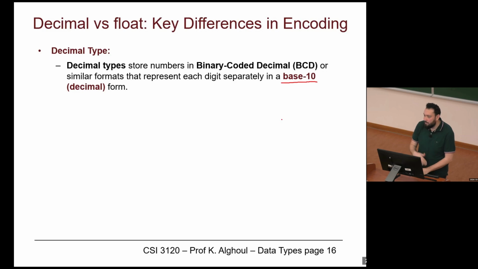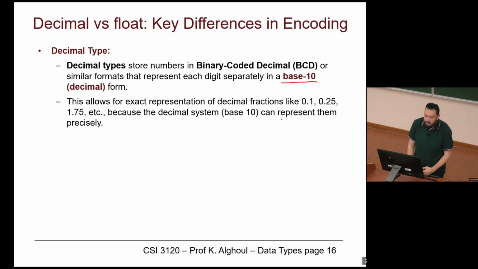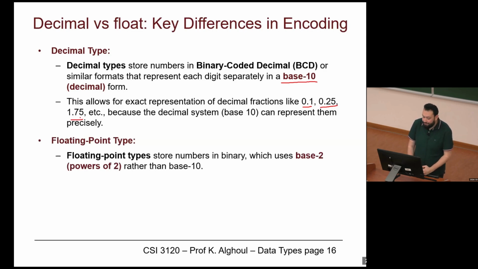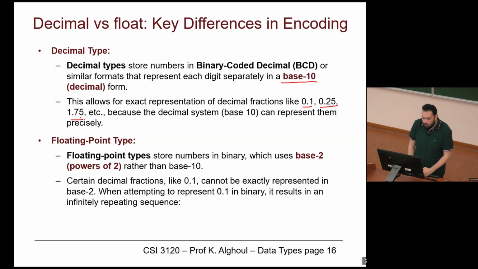I'm sure that you took maybe ITI 1100, like first year stuff, and you saw all of these things. But decimal uses base 10. If I'm using base 10, that means I have more bits, so I can be more accurate. This allows numbers like 0.1, 0.25, 1, these fractions, to be represented precisely. Now for the floating point type, if I'm using Java or whatever, and I'm using floats, which use base 2, what's going to happen?